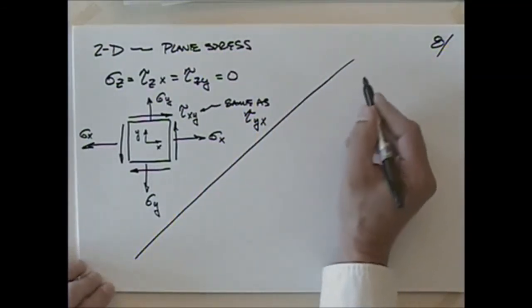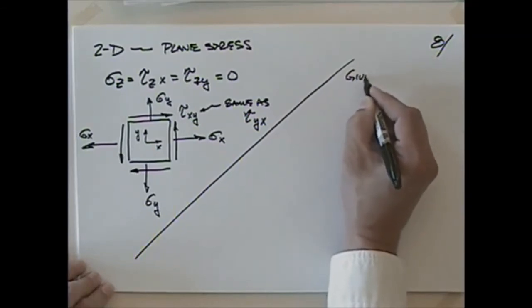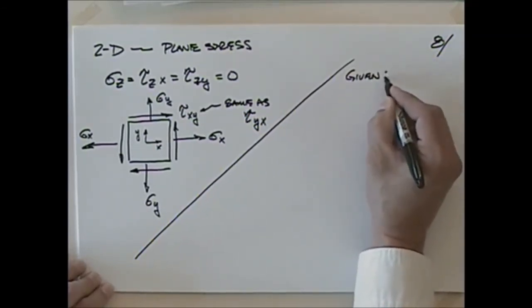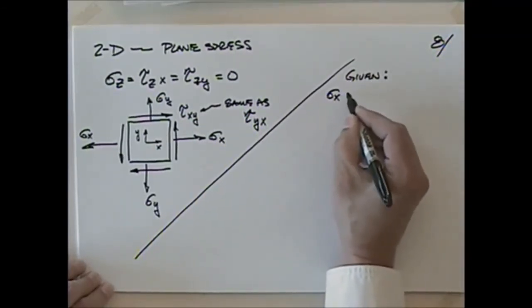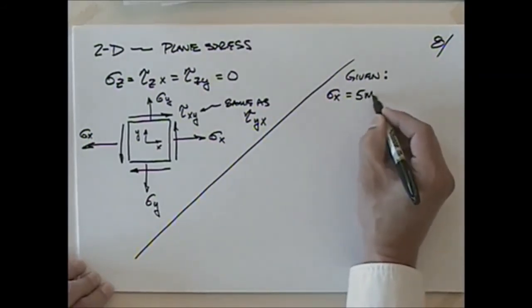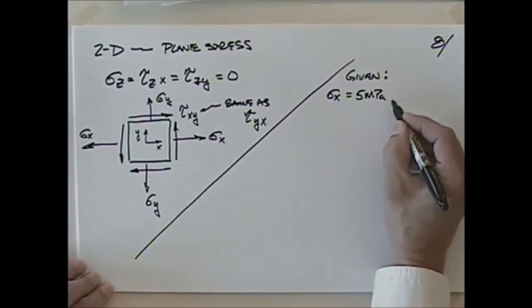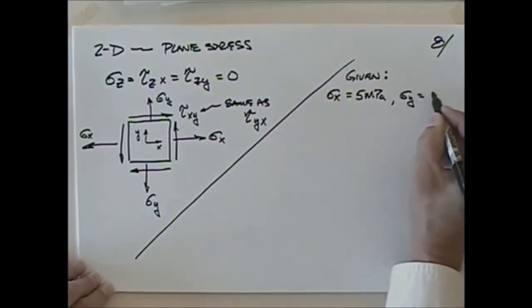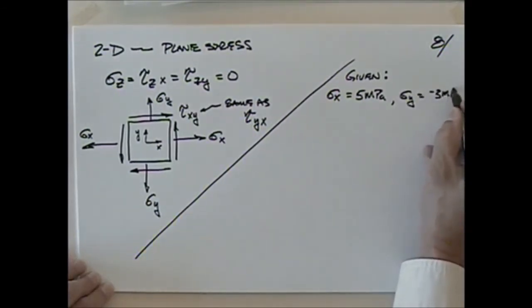Well, let's say then someone gives you some stresses. So let's say that you're given sigma x is equal to 5 megapascals. Sigma y is equal to minus 3 megapascals.